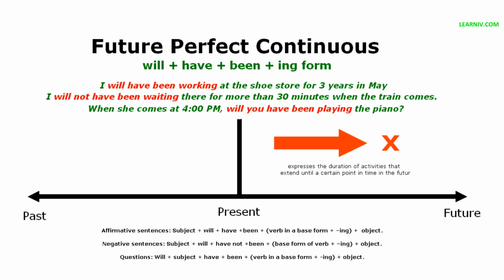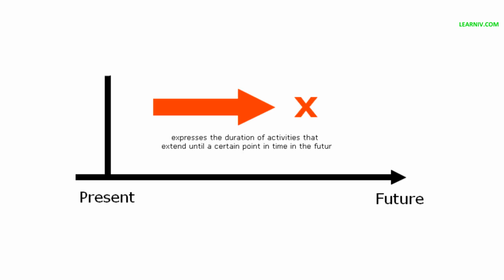Hi, I'm from learnev.com, and today I'm going to explain the future perfect continuous tense in English, which is used to describe actions that will have been ongoing for a period of time up to a specific point in the future, often emphasizing the duration of the action by that time. Let's look at the explanation on the timeline.